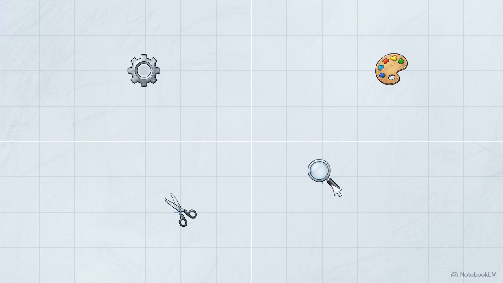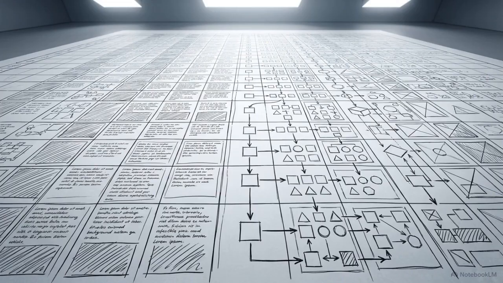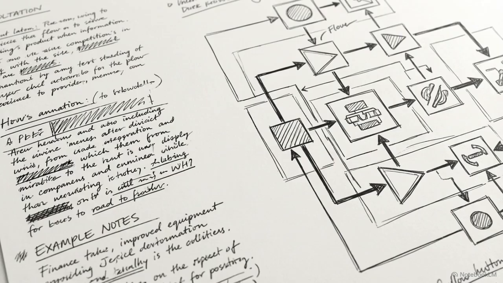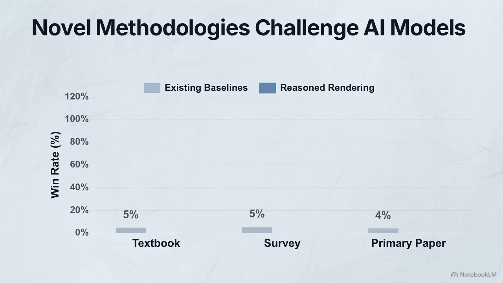Within a browser-based editor, scientists can reposition individual icons or change labels without restarting the generation process. To measure the exact efficacy of this architecture, researchers built FigureBench, a large-scale dataset pairing thousands of long-form scientific texts with their corresponding illustrations. This chart displays the win rates of reasoned rendering against existing baselines across scientific literature formats.